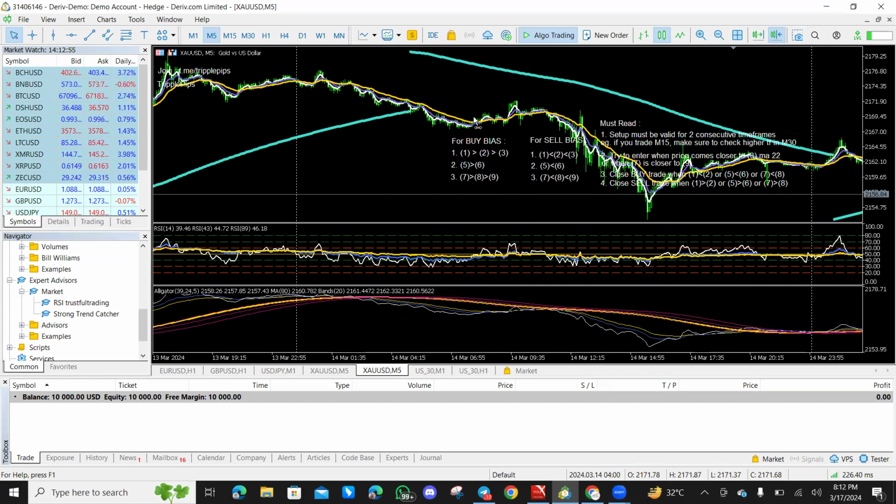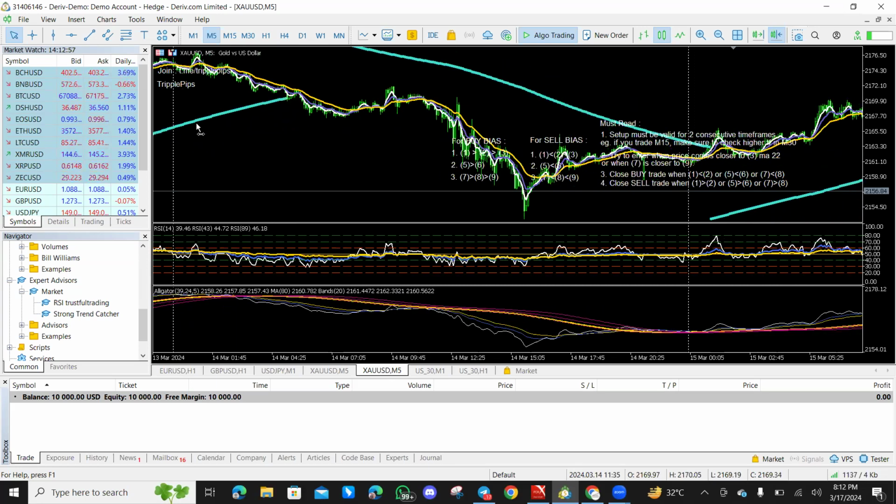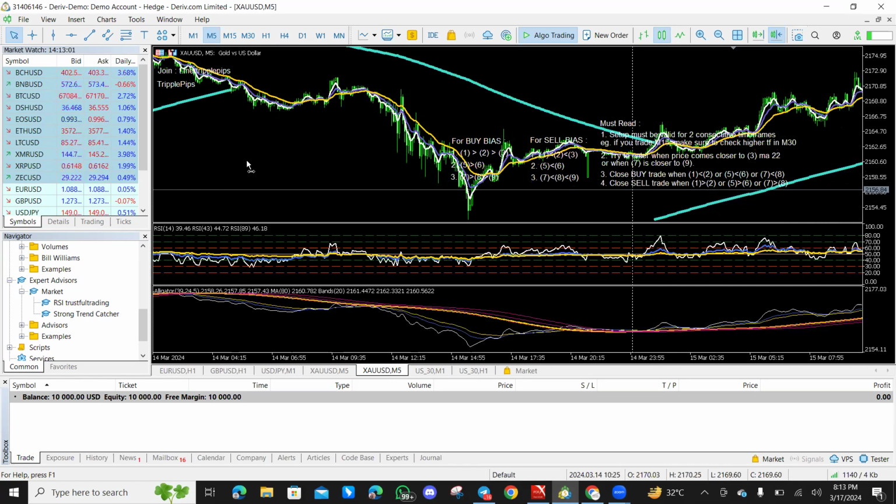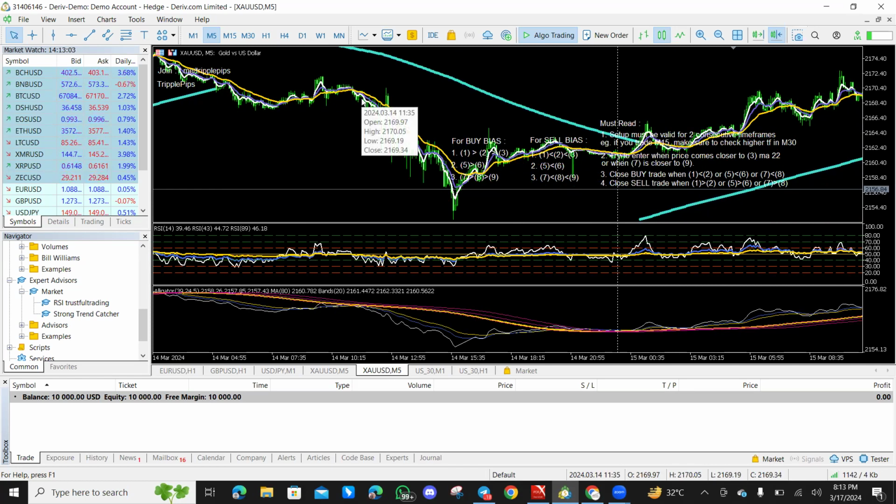Now, for sell trade, there's an ideal pattern over here too. Just 1 is less than 2, and then 2 is less than 3. So we have got this confirmation. Over here, we got the second confirmation, and for the third confirmation, we got 7, 8, and 9, just as it has been described over here.